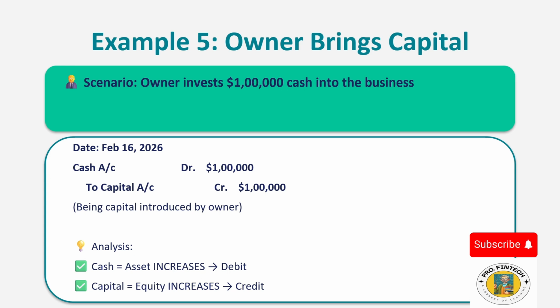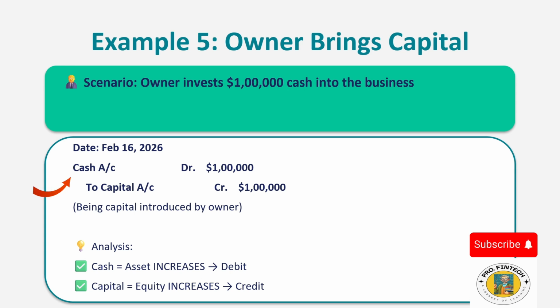First, we have to identify accounts. We are receiving cash. Cash is an asset. And we are creating capital. Capital is equity. Now, second, the DEA LER rule. Cash is in DEA, capital is in LER, the owner's equity. Debit and credit rule. Cash is increasing, so debit. Capital is also increasing, it's a credit.